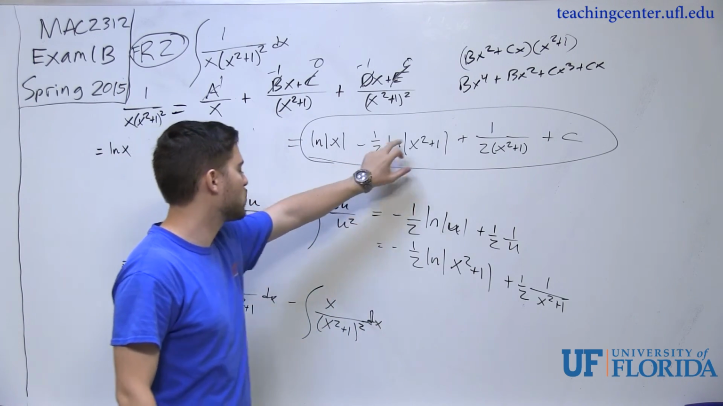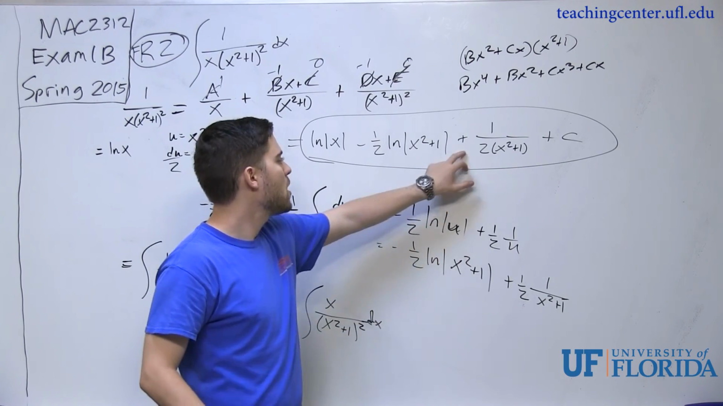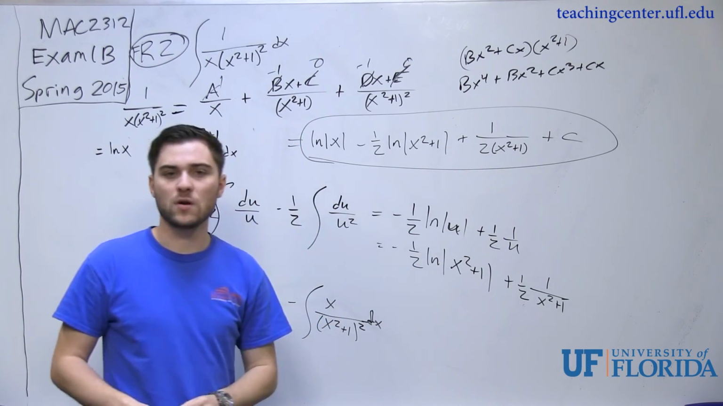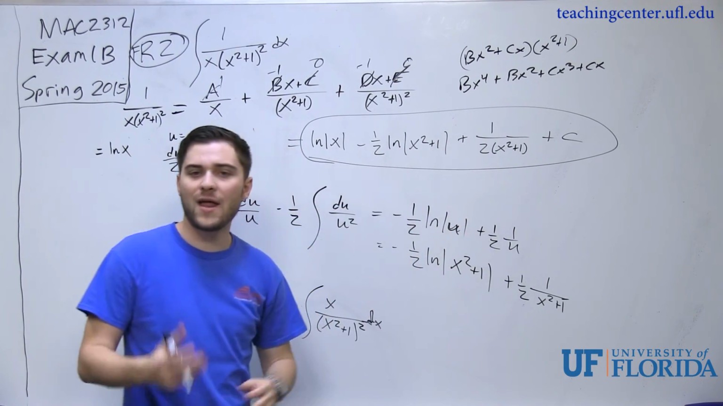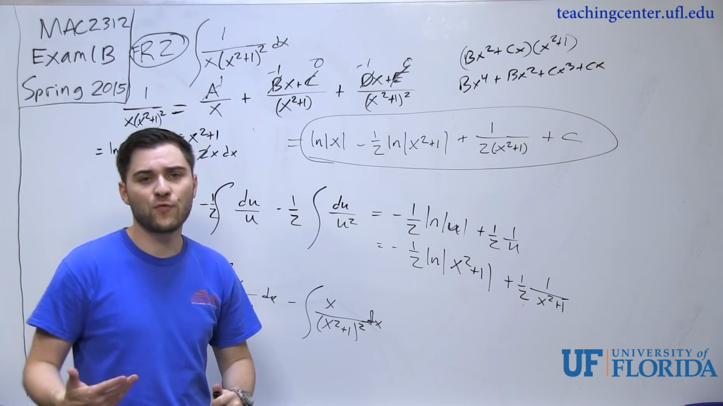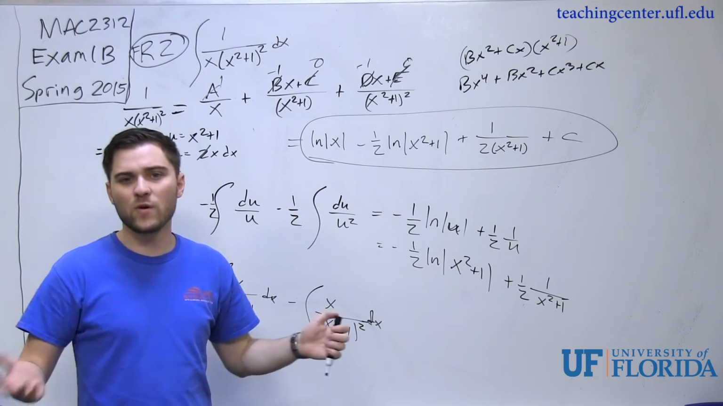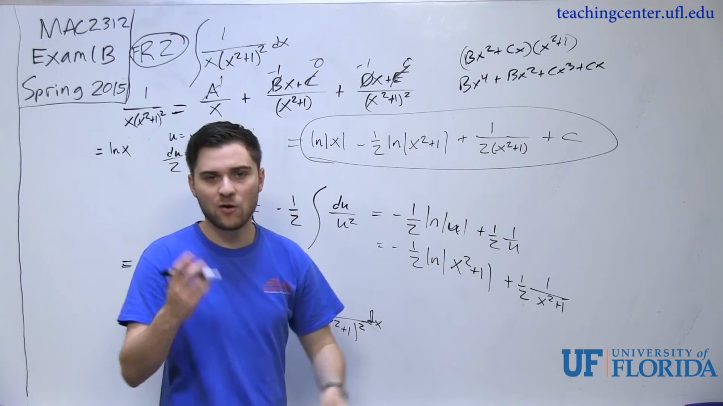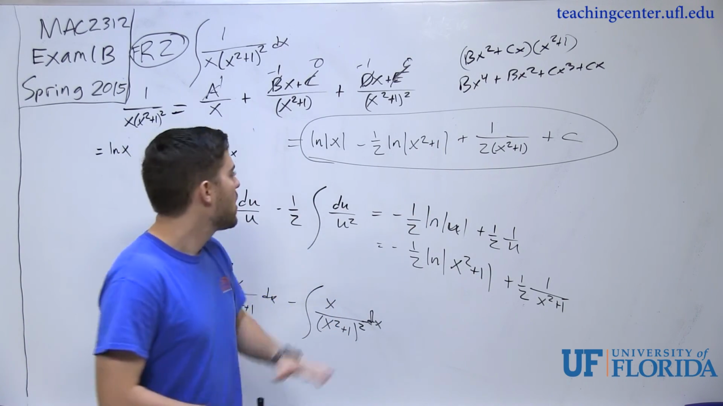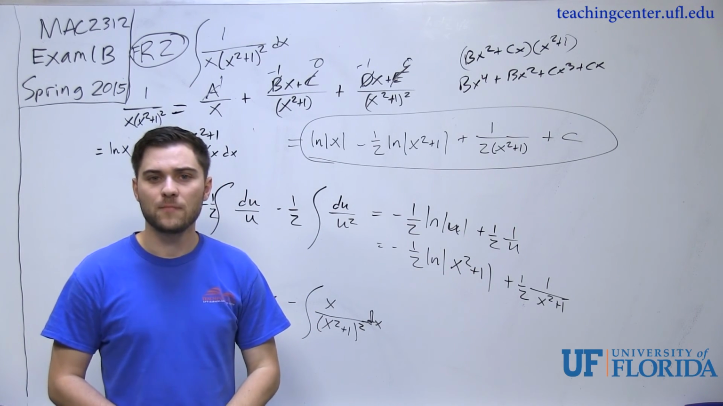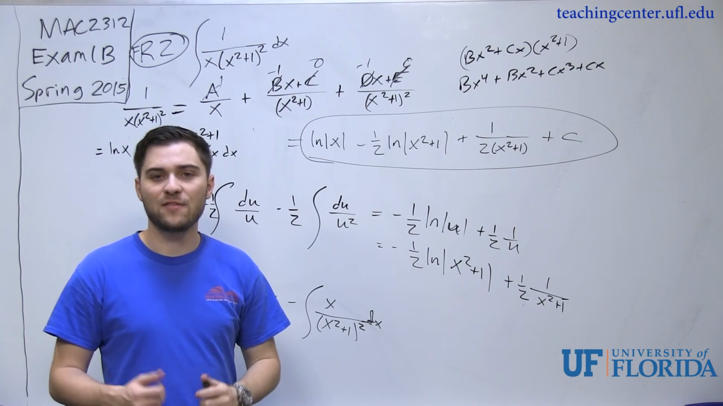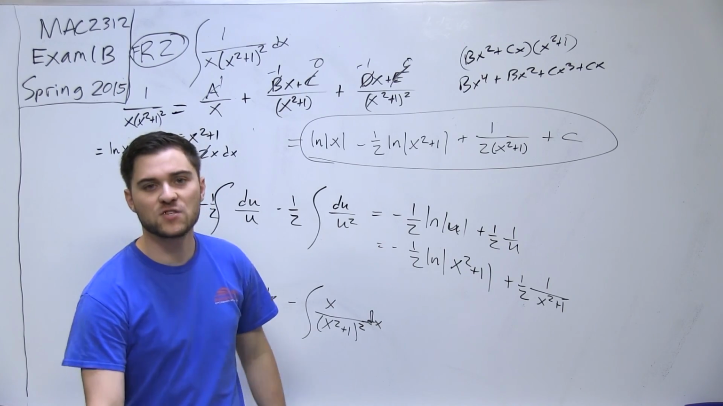Natural log of x minus 1/2 natural log of x squared plus 1 plus 1 over 2 times x squared plus 1. Now keep in mind you could pull out a 1/2 if you wanted to from all these terms. On a free response, the final answer is much more lenient, so don't waste your time doing unnecessary algebra and unnecessary steps like that. This is a perfectly acceptable answer. So we have arrived at the final answer, and free response 2 is solved.